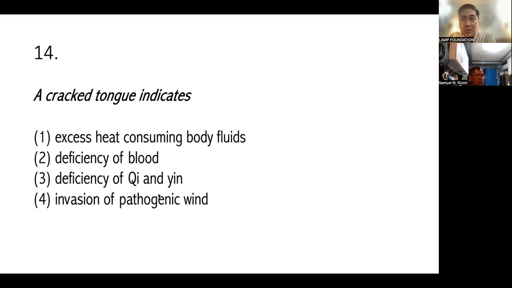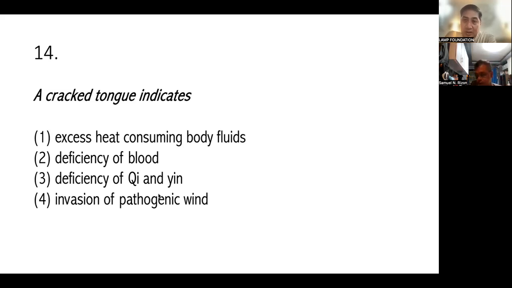Invasion of pathogenic wind. Ibig sabihin, nakakasakit. Example, pumunta ka sa isang lugar na malamig. Ano yung una-una mong mapapansin sa wind cold? Are you going to see a change in the tongue coating, or none at all? Wala, di ba? Naka-focus tayo sa coating, di ba?